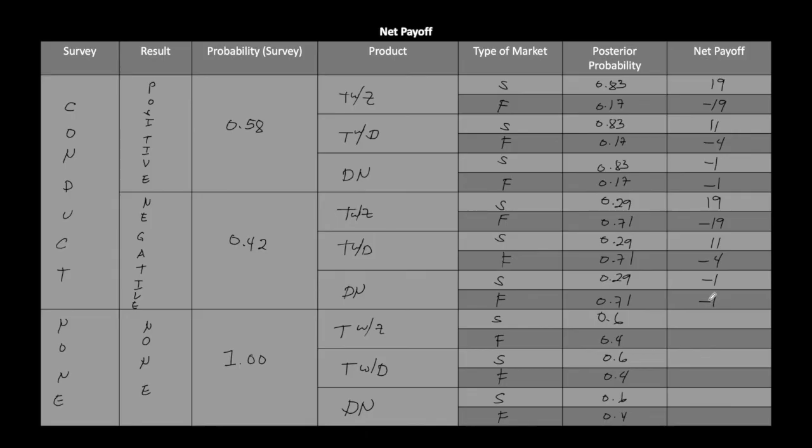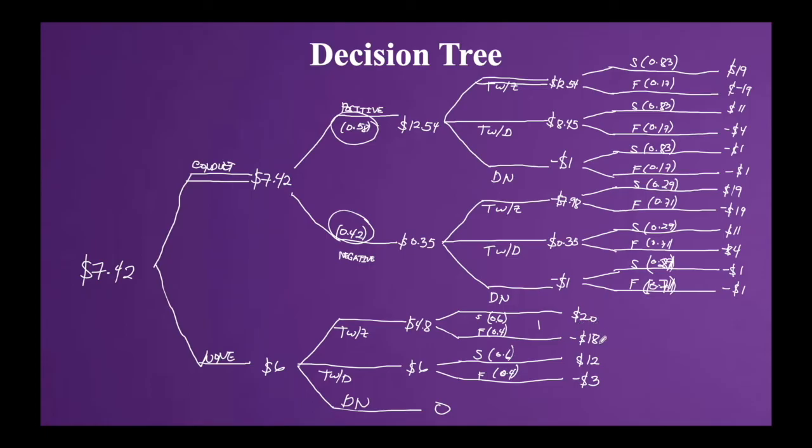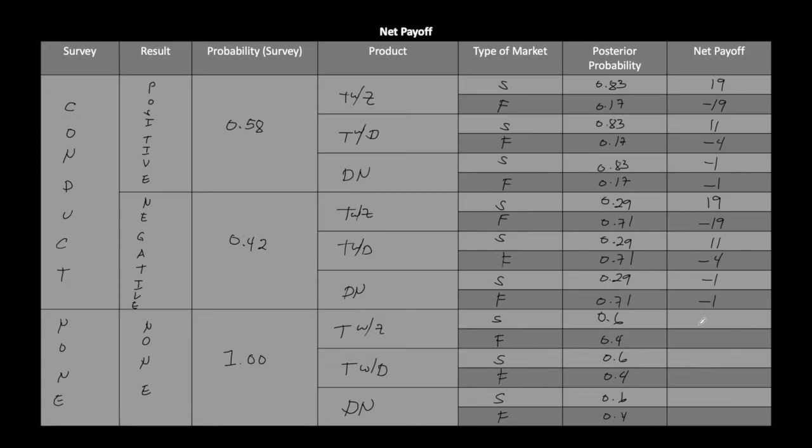For the payoff ng none, this is 20, negative 18, 12, negative 3, and dalawang 0 po ito dahil may successful tsaka may failure dyan. Okay, so let's write it here. 20, negative 18, 12, negative 3, and dalawang 0. So, that will be our net payoff.